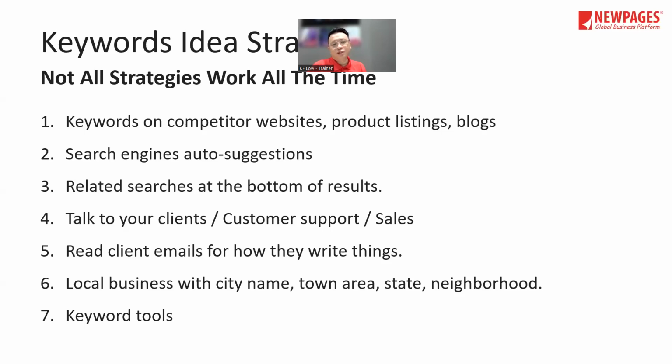You can go to Google and search for keywords, and check on your competitor's website how they construct their keywords, what kind of keywords they use on their product listings. And if they are in the service industry, go and take a look at how they write blogs that catch your buyer's attention. The second one is search engine auto suggestion. Usually when you type certain keywords, Google, as a feature, will try to help you by suggesting keywords that you are looking for. The third one is related searches at the bottom of the results. Later I will show you an example.